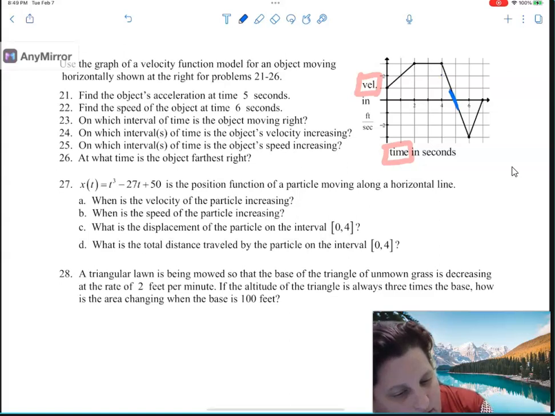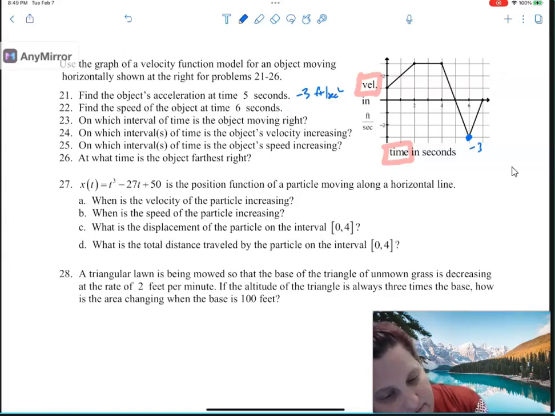And this goes down 3, 4, 5, 6 over 2. So down 3 over 1, so it's negative 3. I need to put feet per second squared. Find the speed at time 6. Okay, guys, speed is absolute value of velocity. At time 6, the velocity is negative 3, because that's just the coordinate point on there. So the speed is 3 feet per second.